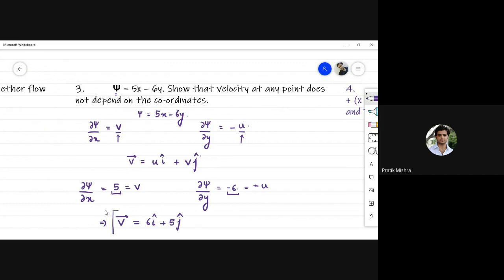Up in this velocity component, you need to see a few things. First of all, irrespective of any coordinates, your velocity is not going to change because there is no dependent variable over here. There are no independent variables present over here. Therefore, irrespective of any coordinates, your velocity vector will remain the same.